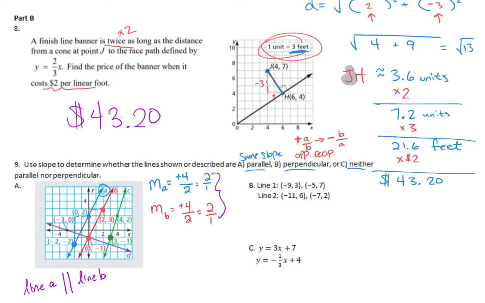Line C has a dot there and a dot there. So the slope of C is going to be the rise, 1, 2. This one only goes up 3 and goes over 1. So up 3 and over 1. And last up, line D.